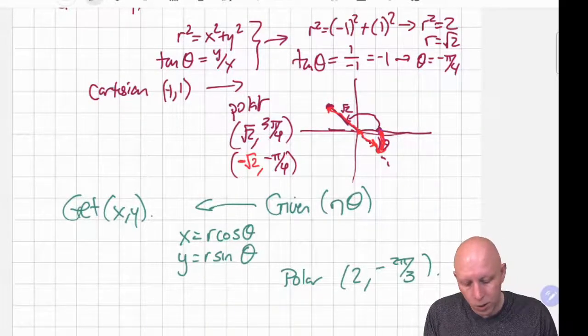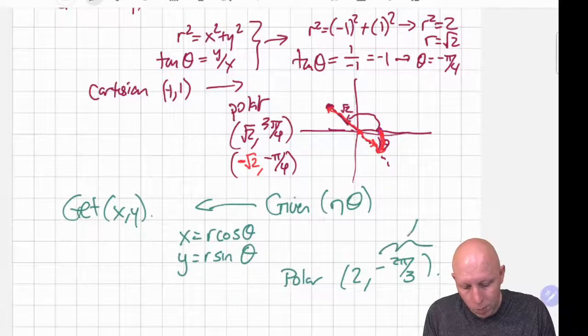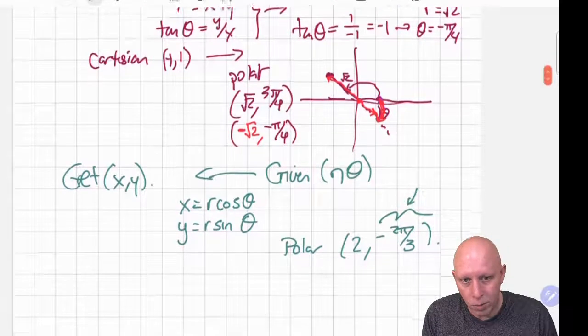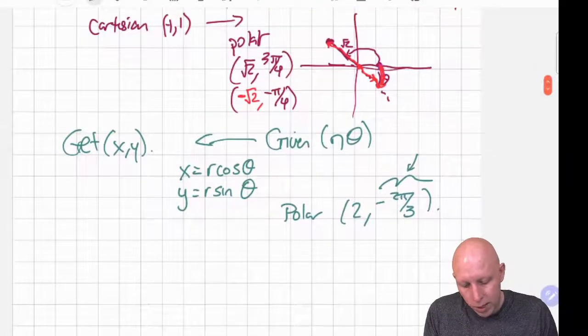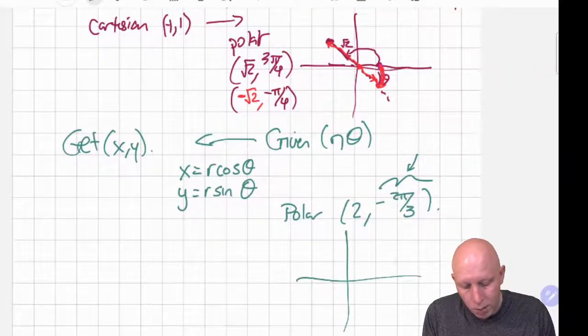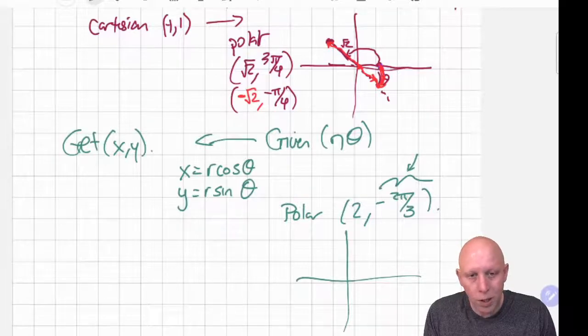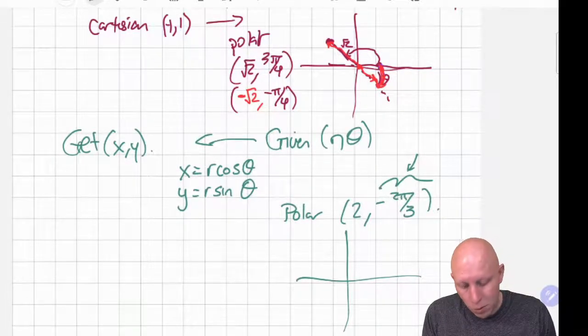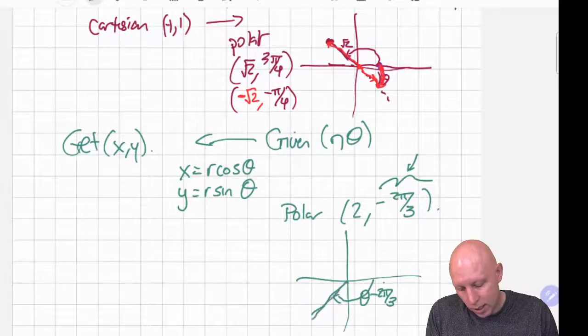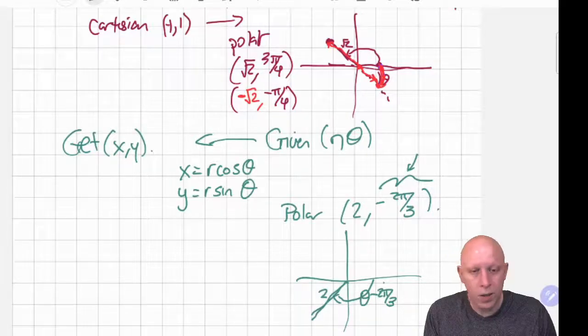So again, this is a clue that we are in polar coordinates because we have a pi term here. And what we're saying is that, let's draw a picture. So 2 pi over 3. That is almost negative pi. So this is 60 degrees, 120 degrees. This is negative 2 pi over 3. And then this is 2.